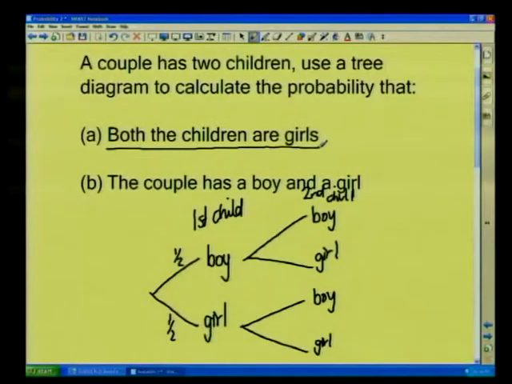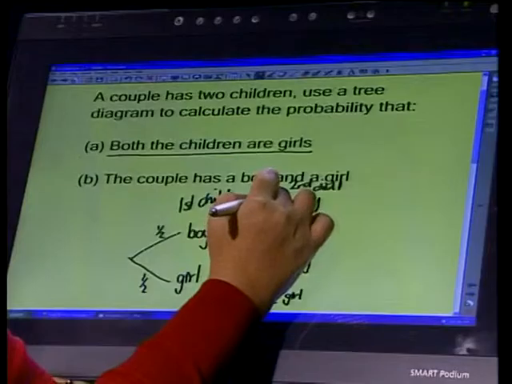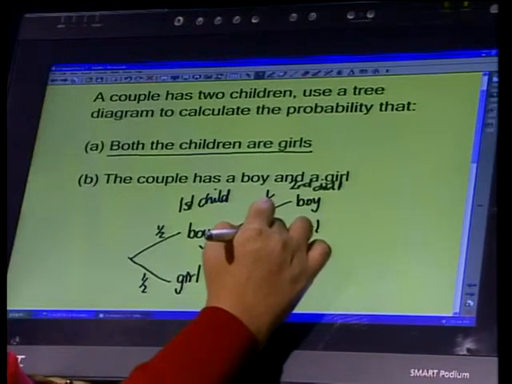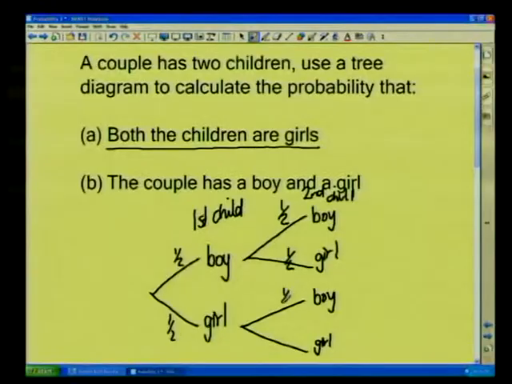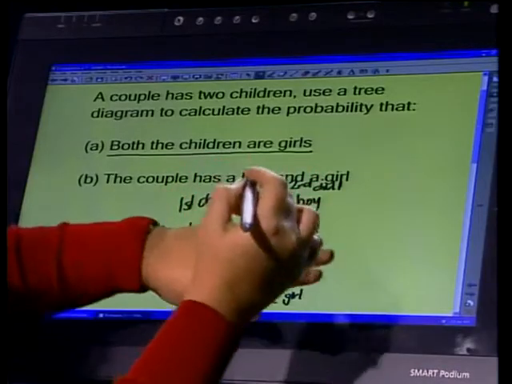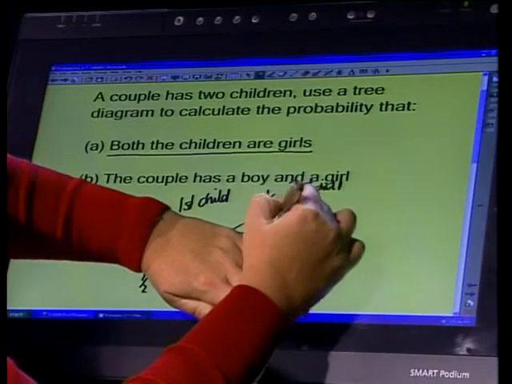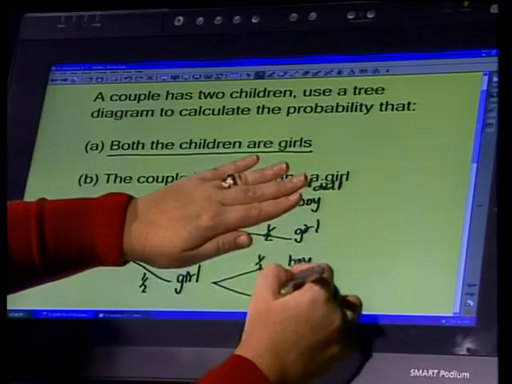So it asks, what is the probability that both children are girls? Now I have half a chance here, and another half a chance there, and another half a chance there. And remember that each of the branches has to add up to a whole. So these 2 add up to a whole, those two have to add up to a whole, and these two have to add up to a whole. So you can see that you've got all the options you need to consider.